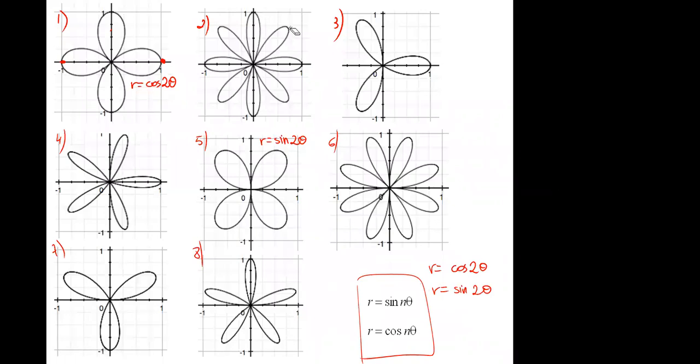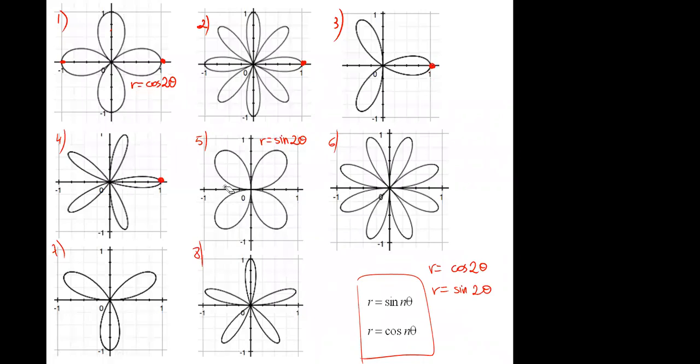Now, what do you think? I would like you to try to make an educated guess. What will be the formula for number 2? Cosine or sine, first of all? What do you think? Definitely cosine, because we can see we have value 1. Cosine at 0 is 1.